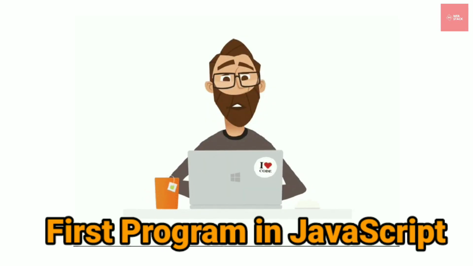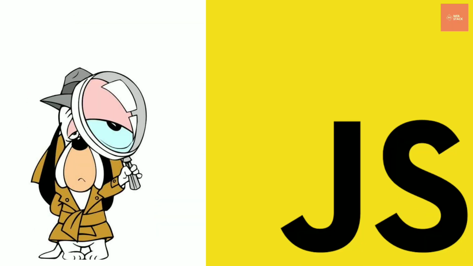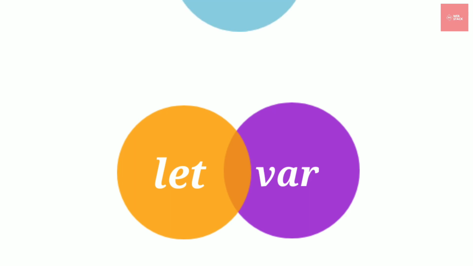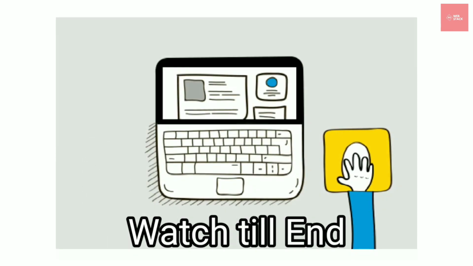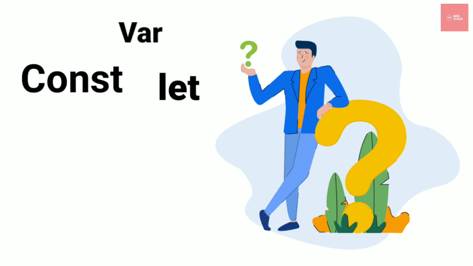Now that you have created the first program in JavaScript, let's dive a little bit deeper into more concepts and see how we can declare the variables inside the program. So in this video, I'll be discussing the var, let and const keywords and what the main differences between all three are. So watch the video till the end because I will be discussing which one we should be using in our programs. So without wasting any time, let's get started.